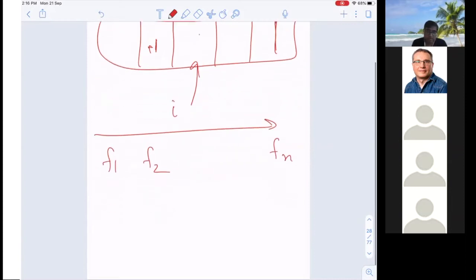How much space will it take? Anybody? Yeah, so it will take n log m bits. Okay. So it can take as much as n log m bits.